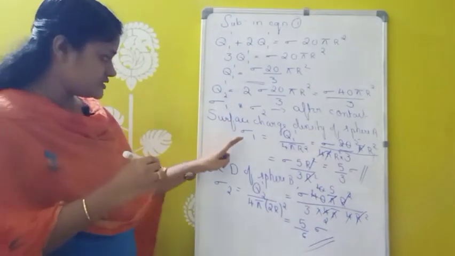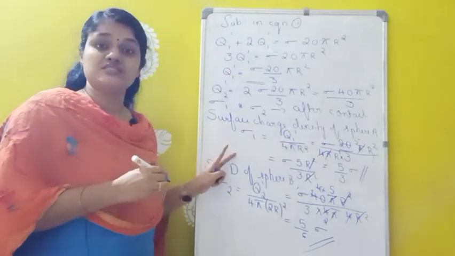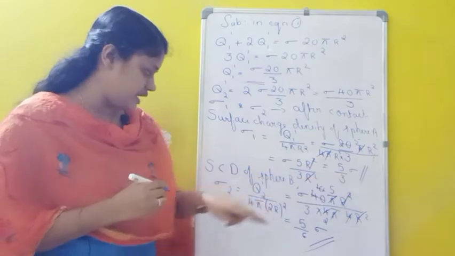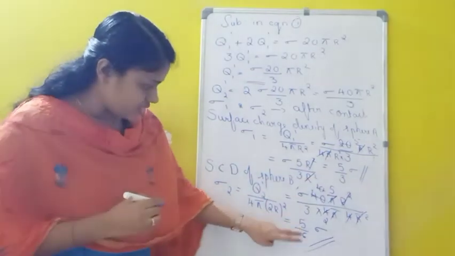So this sigma 1 and sigma 2 are the surface charge densities after contact. Sigma 1 equals how much? 5 by 3 sigma. And sigma 2 how much? 5 by 6 sigma.